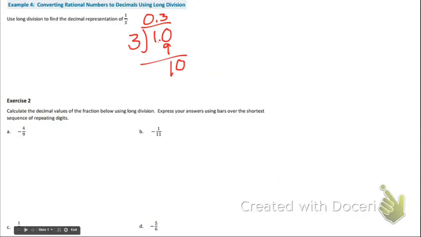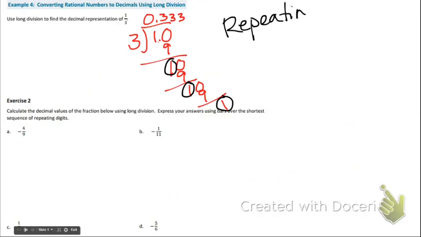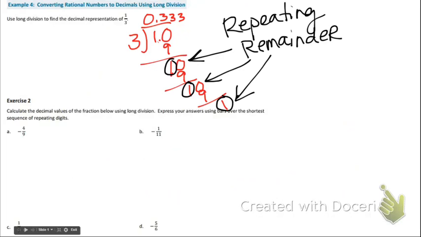Now I have to bring down 0 again, and I have 3 again, and then I have 9, and I have 1 again, and then I have 0 again. That's going to be 3 and 9. So as you can see, with this remainder, I continue to have a remainder of 1, remainder of 1, remainder of 1. If that repeating remainder continues, then you know you're repeating, and it's never going to change.